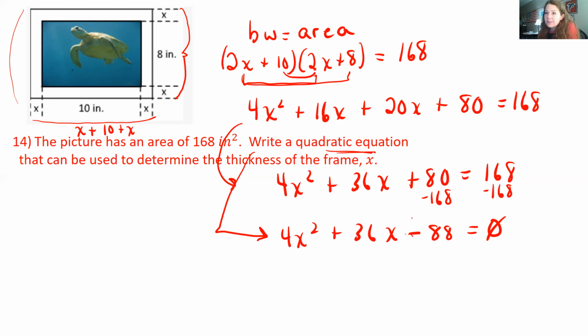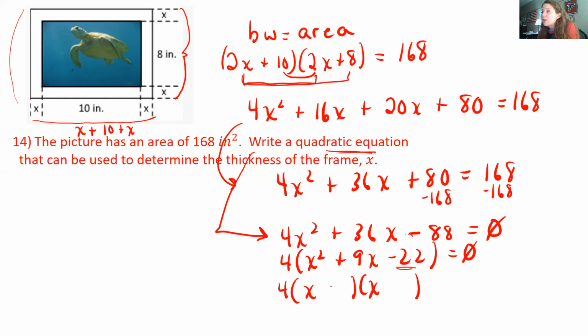Now, in this particular question, it doesn't ask us what is the thickness of the frame. Well, we could figure that out by solving this. So the first thing I could do is factor out a 4 from the whole thing. And so I would be looking for two numbers that multiply to give me negative 22 and add to give me positive 9, which will be, no, positive 11 and negative 2. And then when I set both of these equal to 0 and solve for x, I would say that x is equal to negative 11 and positive 2.